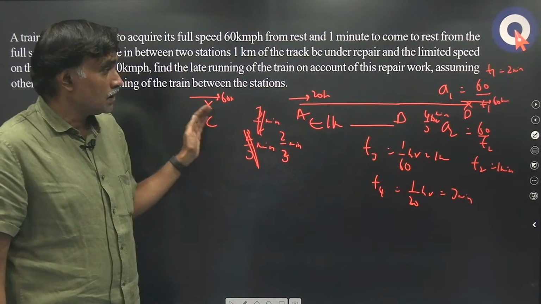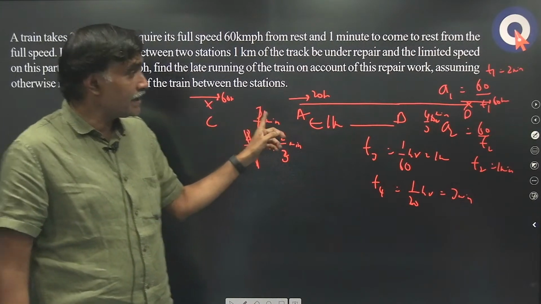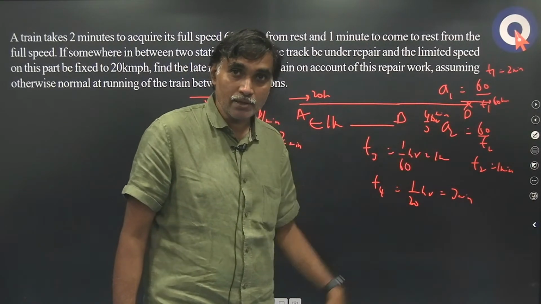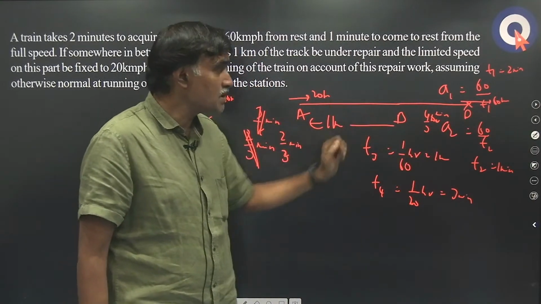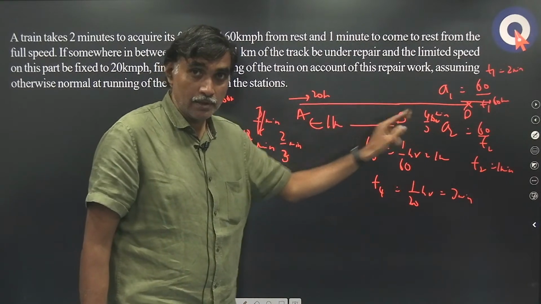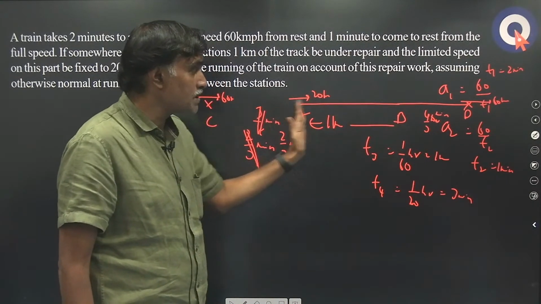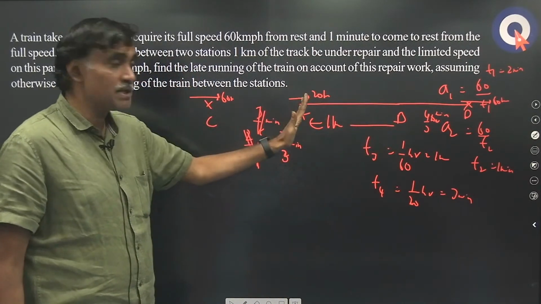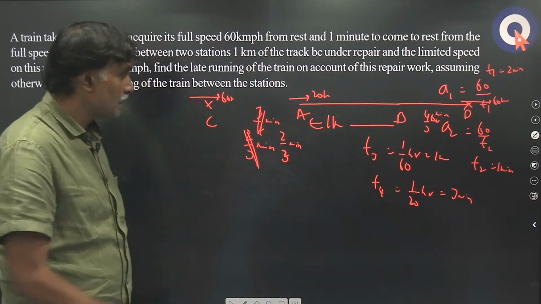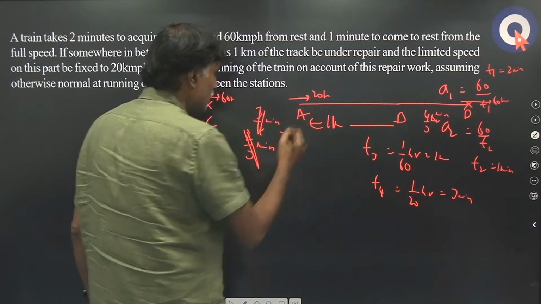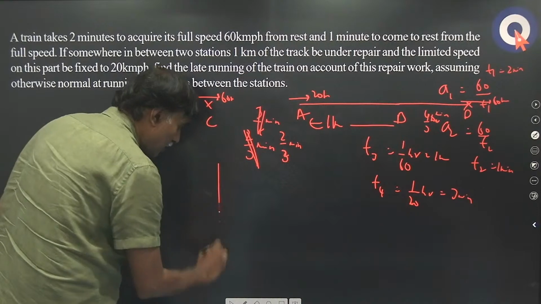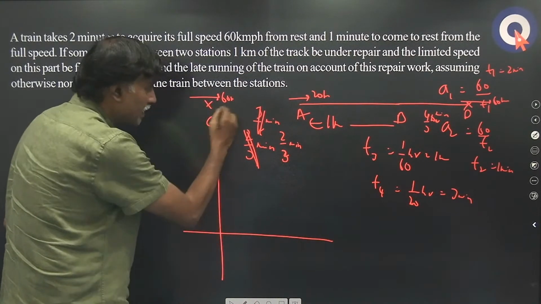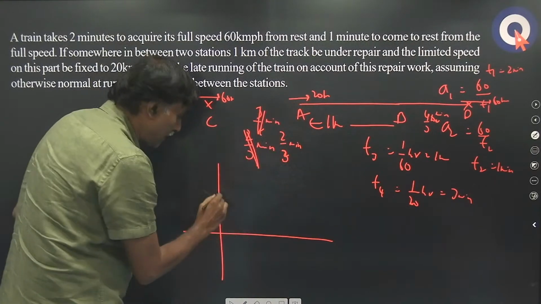And now, otherwise what could have happened? For the entire distance A to D, if there was no repair, it could have traveled at 60 kilometers per hour continuously. Now A to B, what is the distance it has traveled now? A to B is 1 kilometer only. C to A, what is the distance? From 60 to 20. What type of graph will we get? We plot the graph and see. Its velocity decreases from 60 to 20.